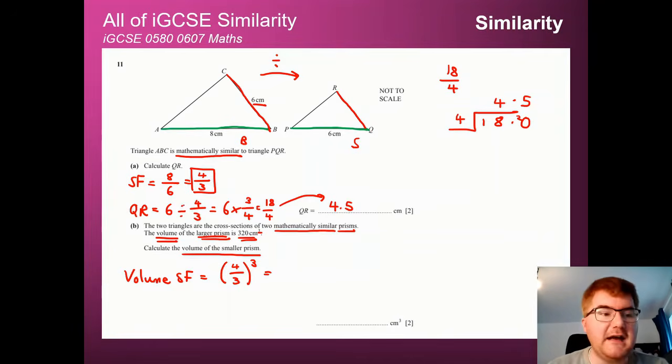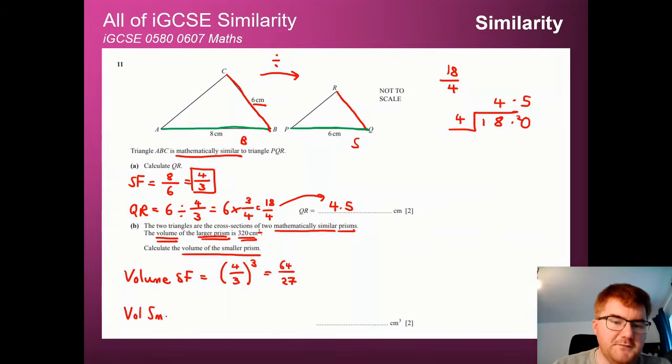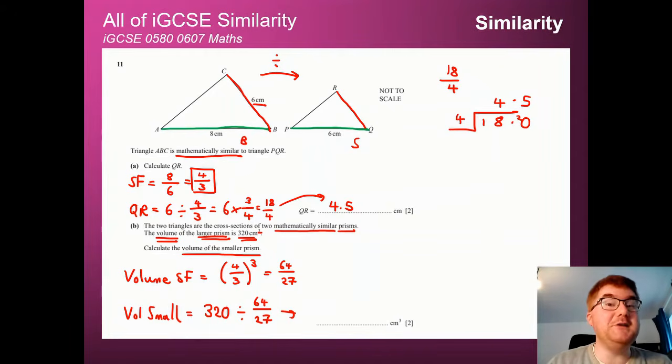Now again, we can use a calculator here, but if I cube this, we're going to get 64/27. 4 cubed, 64, 3 cubed is 27. Now we're going to do the same logic here. We are looking for the smaller prism, so we're going from big to small. So we're going to divide by this new scale factor. So to work out the new volume of small, just to remind me what I'm doing here, I'm going to do 320 divided by 64/27. And definitely in this case, I'm going to be using my calculator.